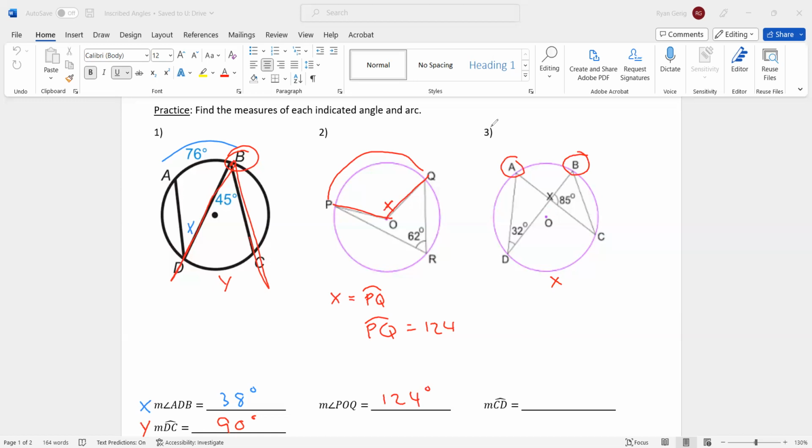Okay, there's a couple different things I could do with that. But what I see is I got vertical angles here. So this is 85 right here. I have two angles in that triangle. Now let's do 85 plus 32 and subtract that from 180. I get 63. So angle A is 63 degrees. If I double that, I get arc CD. So 63 times 2 is 126.